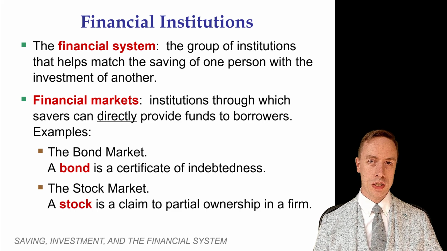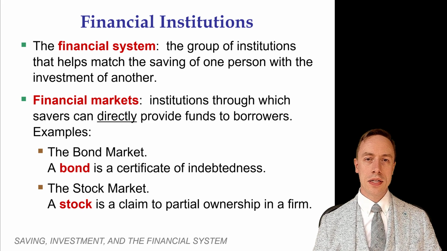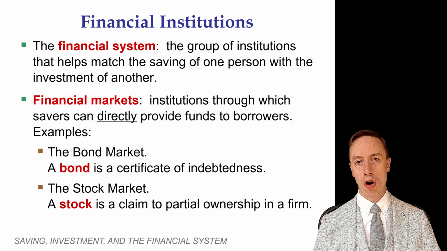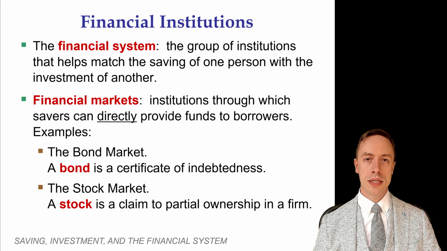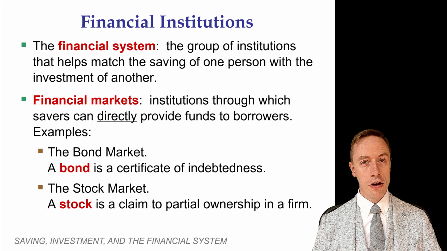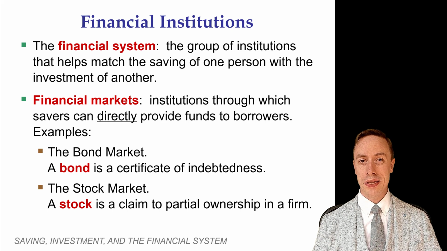The second major type of financial market we'll discuss is the stock market. Here, the saver provides loanable funds in exchange for partial ownership of the firm. So rather than being guaranteed a fixed interest rate, they are guaranteed their share of the profits of the firm. If the firm does great, that could be a lot of money. If the firm goes under, that could be nothing.